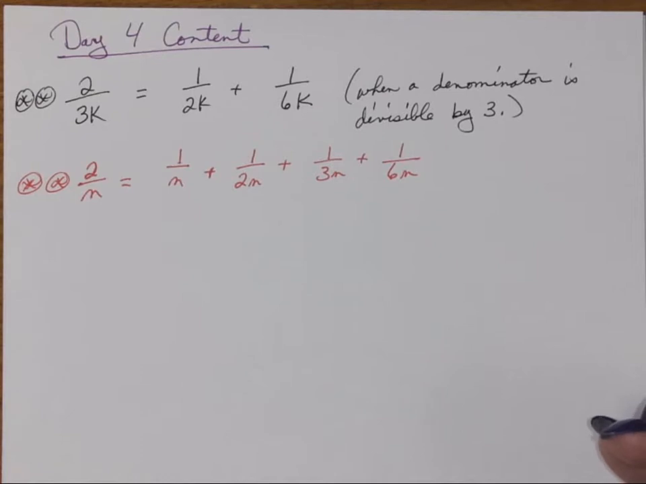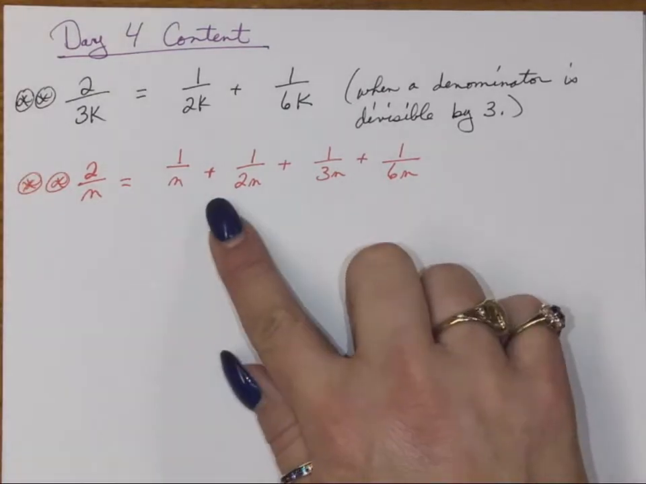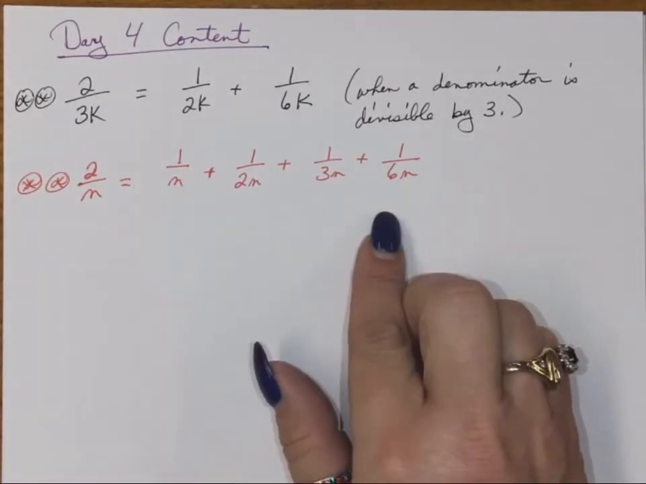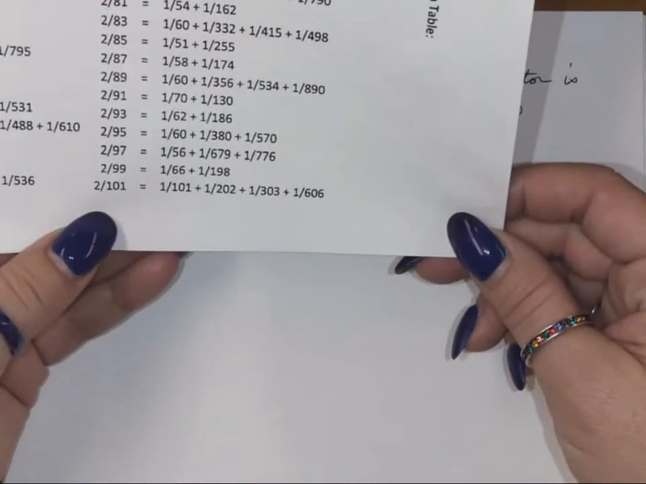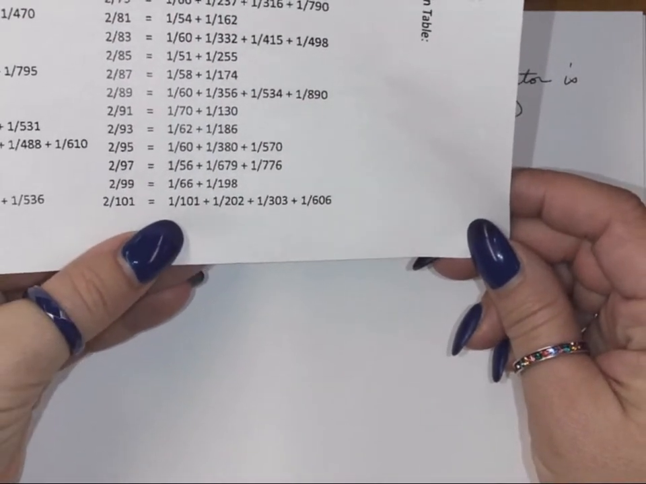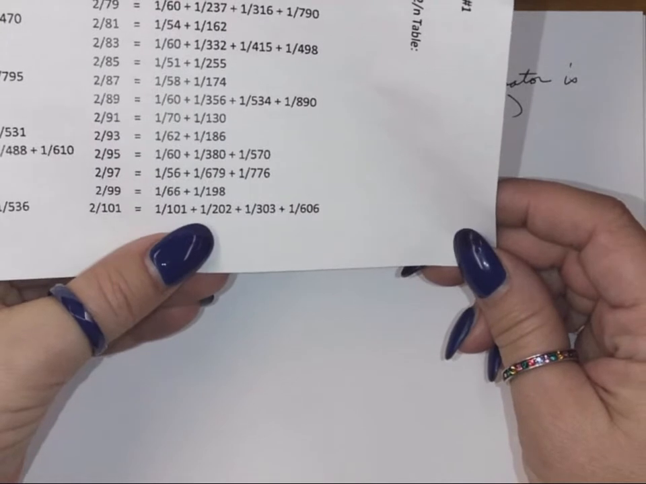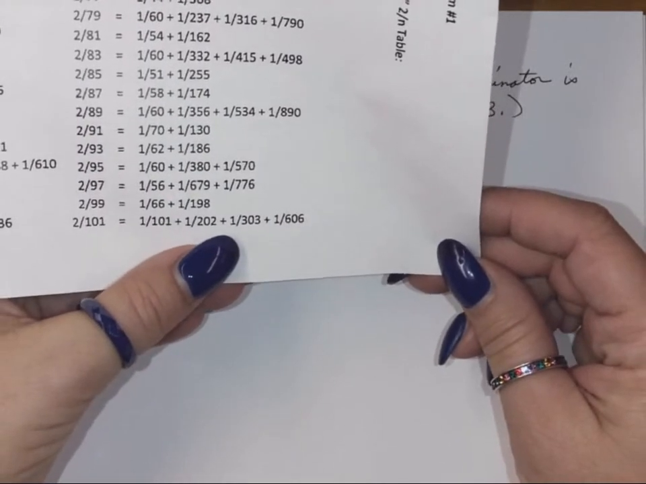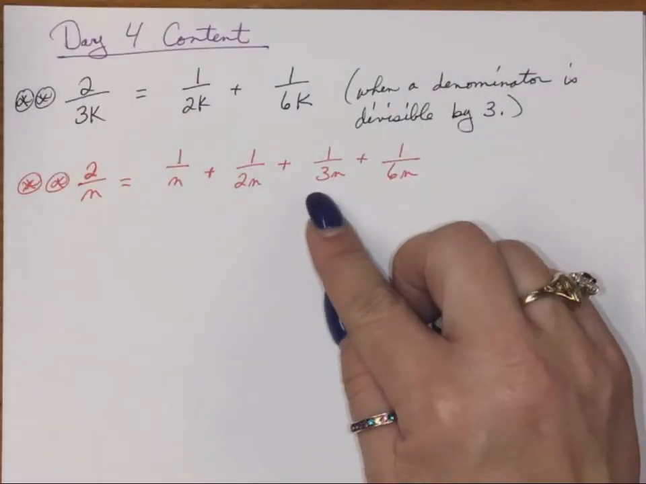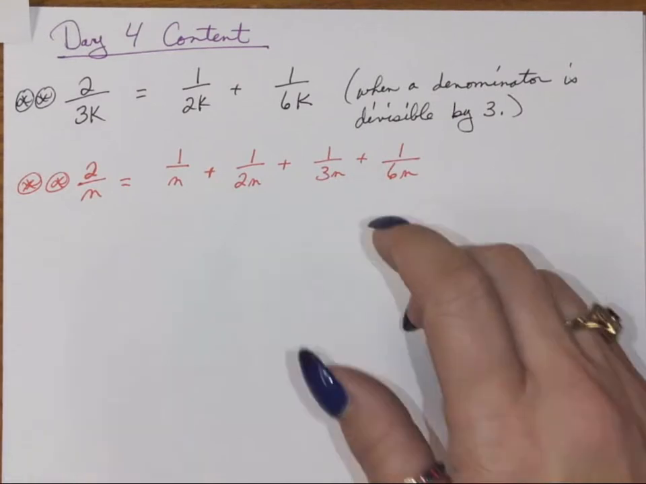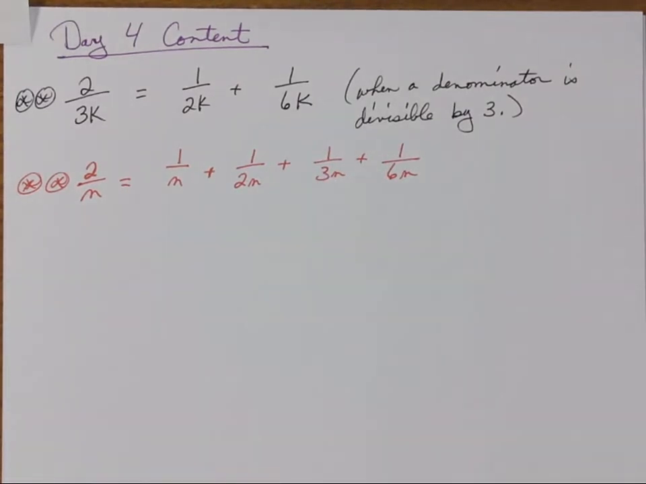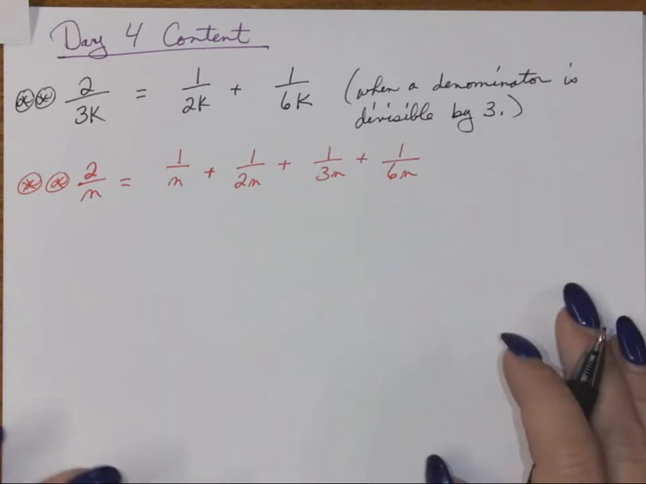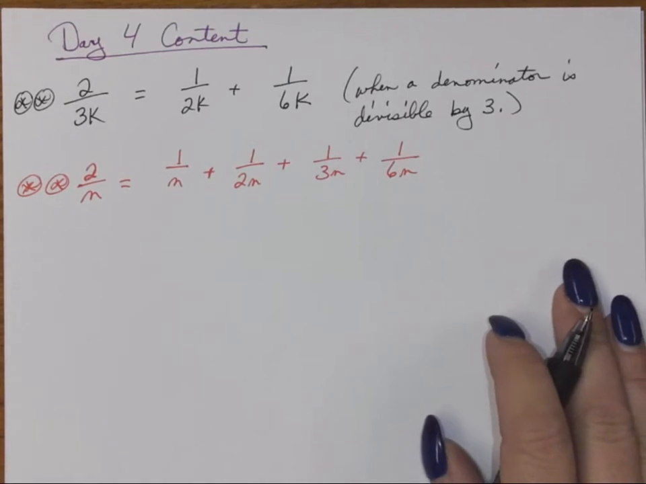Oh, here's an example, sorry. Looking at this, the n, the 2n, the 3n, the 6n on the bottom. Look at 2 over 101: 1 over 101, 1 over 202, 1 over 303, 1 over 606. So it looks like that, right? Who knows exactly which patterns they saw and which ones they didn't, but we can find some of the stuff, and it's interesting that modern day mathematicians are still playing with it and still trying to find stuff.